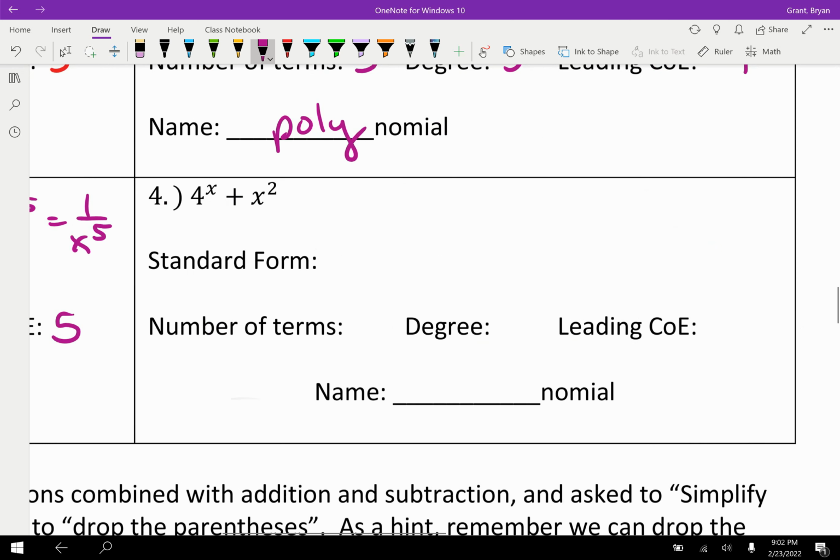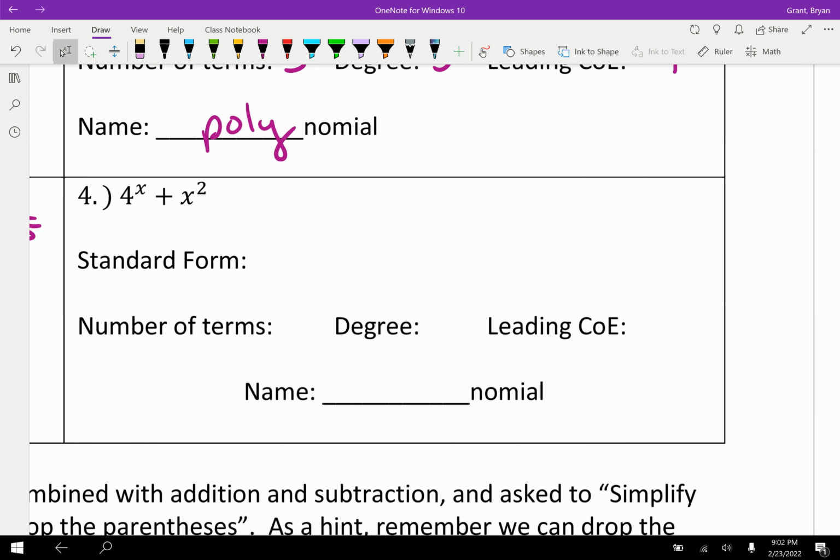Let's try the last one. All right, standard form. Well, this gets a little bit tricky. We have two different exponents here. One's a number, one's a variable. How do you write that in standard form? Well, hopefully you're already thinking this is probably not a polynomial, and you're right. I don't think there is a standard order for this. I'll put 4 to the x first and then x squared second, the same way.